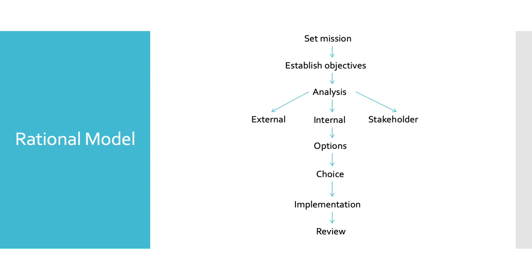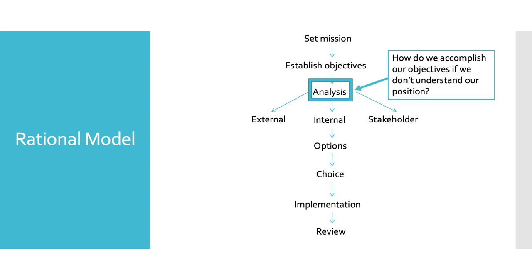Well, before we try and answer that question, it's very important that we undertake the next stage of the rational model, which is analysis. Now, analysis tries to understand the current position of our organisation, both internally and externally. So all of the different things that could impact on our strategy and our ability to be successful. The argument for doing this analysis first is that we're not going to be able to accomplish those objectives, those targets we set ourselves, if we don't understand our current position. Now, the analysis section breaks down into several other parts.